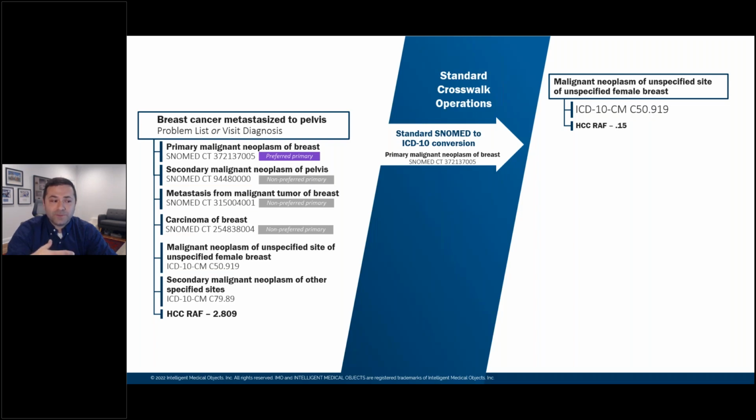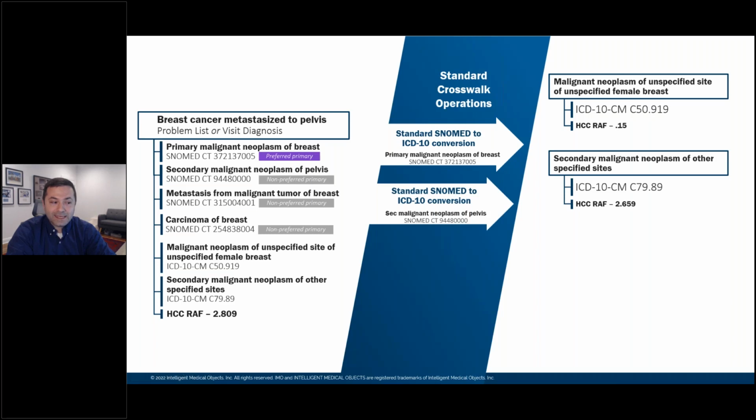But let's assume you might not have ICD-10 at all, but you might have a comprehensive representation of SNOMED, but you're not taking into consideration the context of breast cancer metastasized to pelvis. You might, again, go down the line to look at these SNOMED codes and furthermore crosswalk them too. And again, not getting the specificity that you might need.